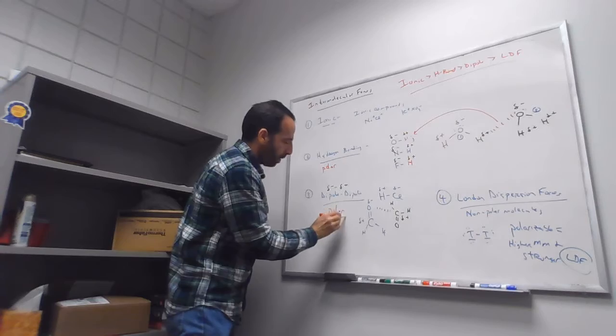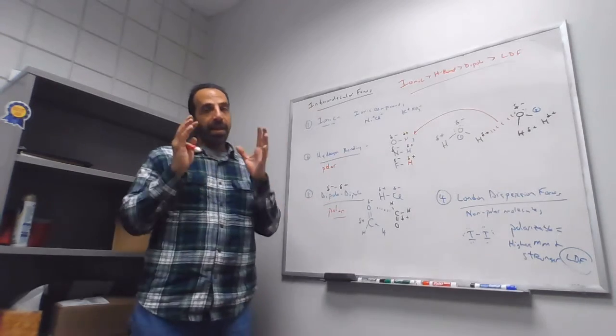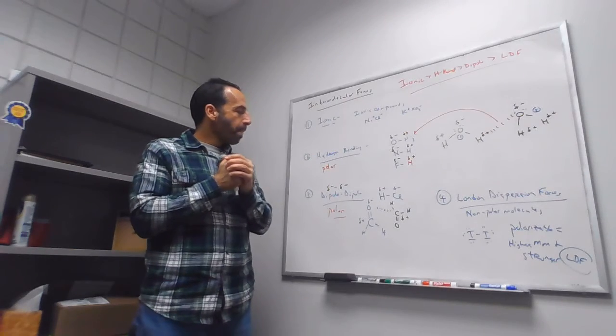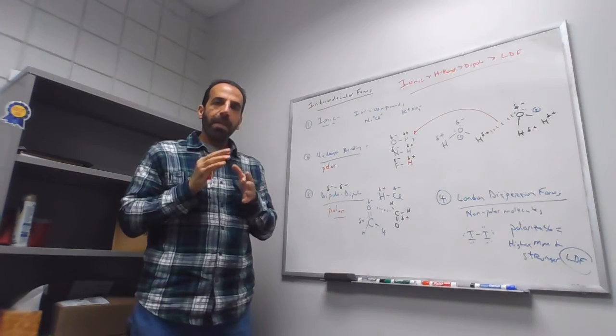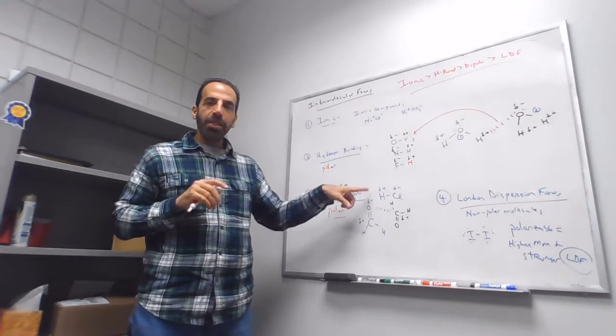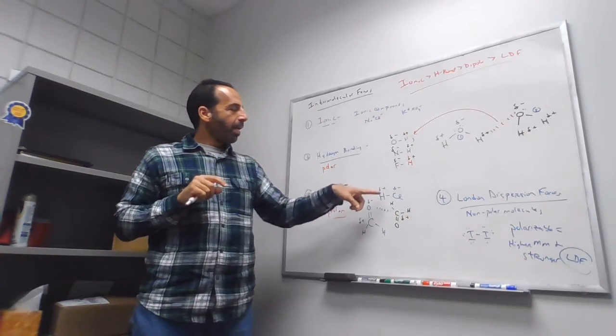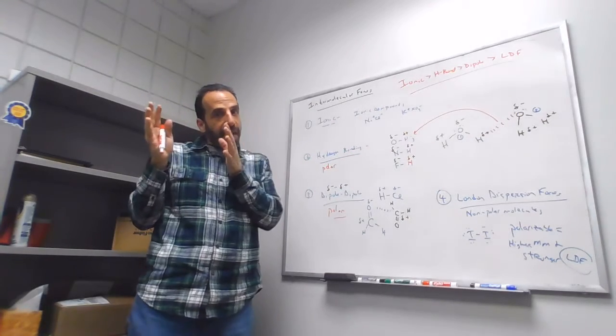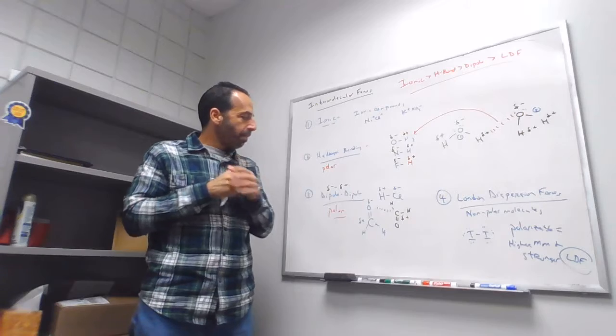The other one, dipole-dipole. Again, this is for polar molecules. So one end will have a partial negative, the other end will have a partial positive. Some good examples of it, hydrogen chloride. So notice in this case, even though there's a hydrogen, it's not hydrogen bonding because it's not bonded to oxygen, nitrogen, or fluorine, but it does have a negative on one side and positive on the other.